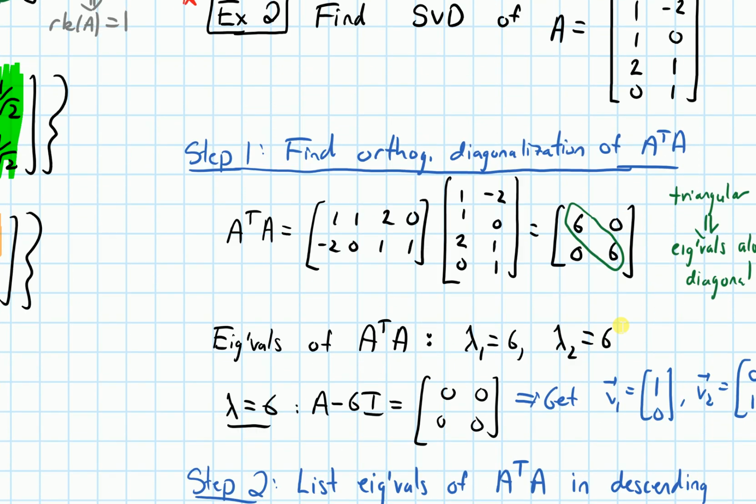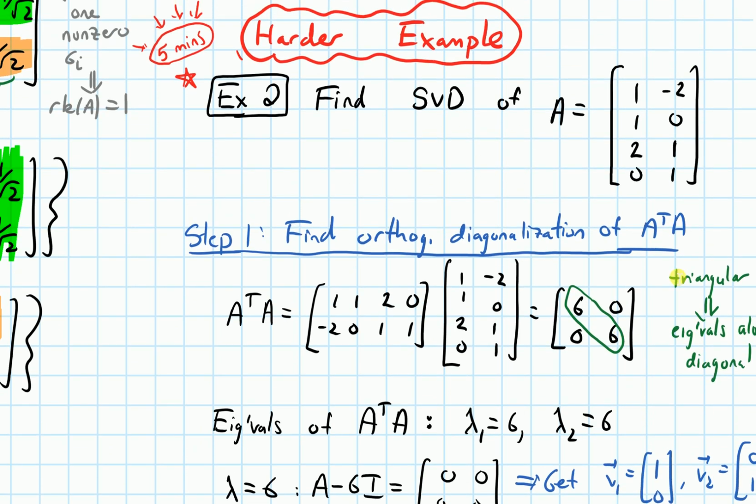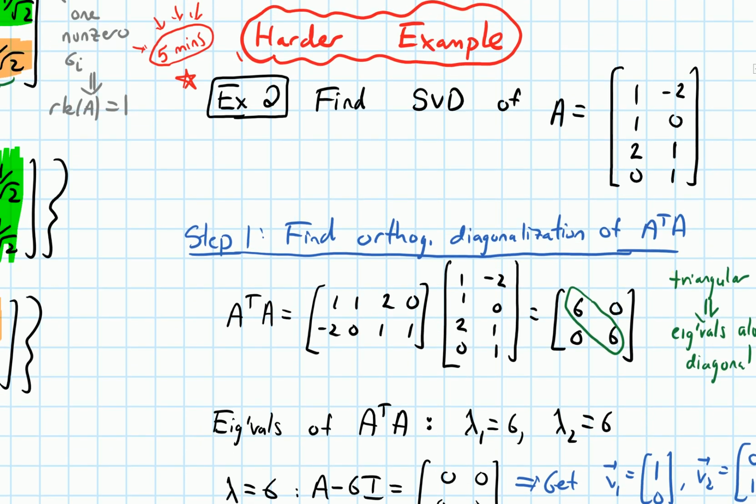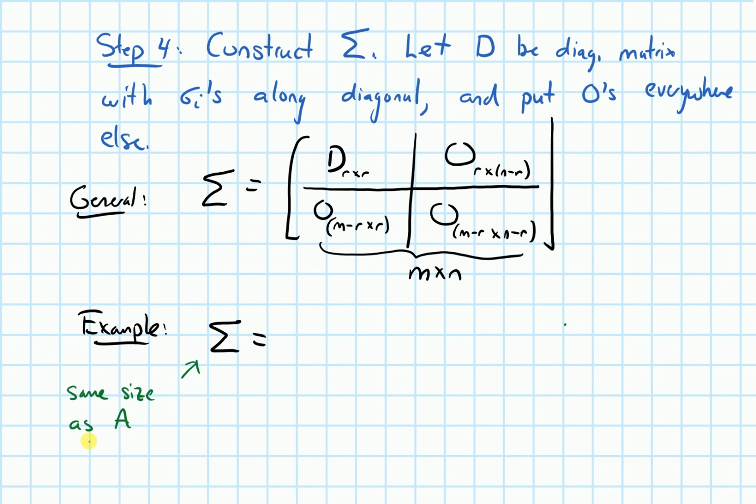I think it was a bit lower. Here we go. So A was 4 by 2. So sigma needs to be 4 by 2. So sigma needs to be a 4 by 2 matrix. Okay, so I'm going to form a 4 by 2 matrix, so it's going to be more narrow.